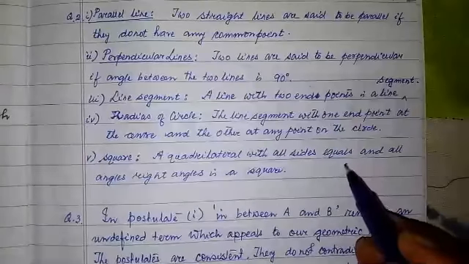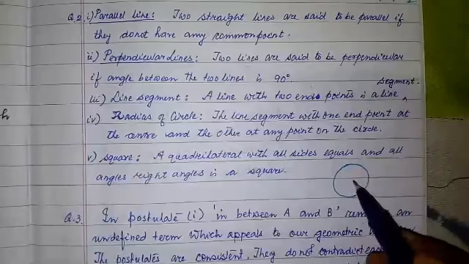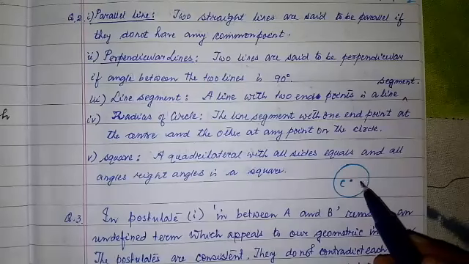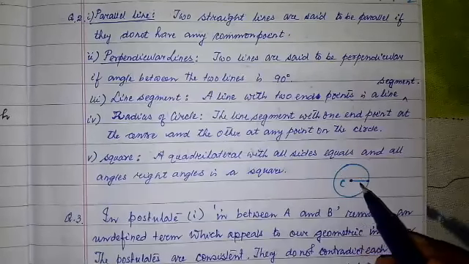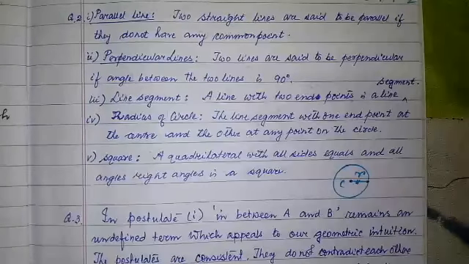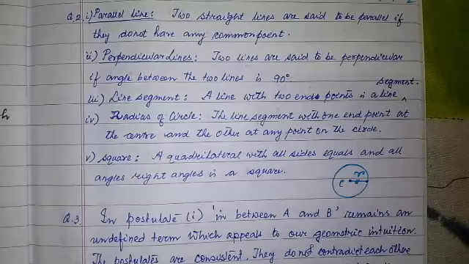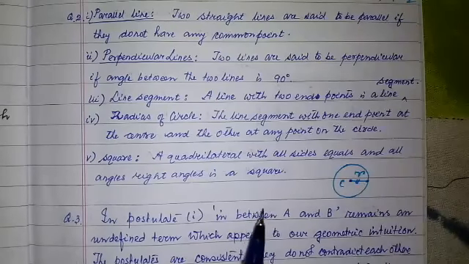That is, if this is the circle and this is the center of the circle, then if a line segment is drawn in such a way that one end is at the center and the other end is on the circle, then this line segment is called the radius of the circle. Then square. A quadrilateral with all sides equal and all angles right angles is a square.